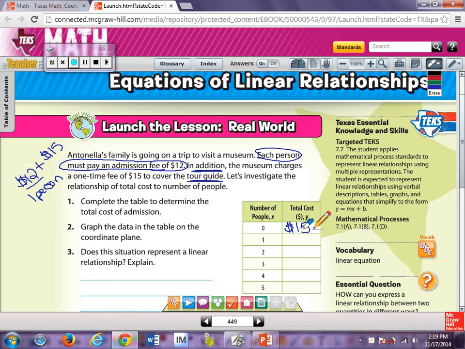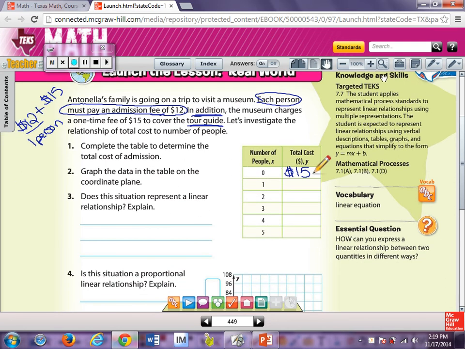Now let's take the more likely scenario where people actually come to this museum. So let's keep continuing with the chart. Now, if one person shows up, that's $12 times that one person, which is just $12, plus 15 gives us a total of $27. Repeat the process again. 2 people times $12 is 24, plus 15 is going to give us a total of, that's right, 39. Hopefully you beat me to it before I said it. And we'll continue on the rest of the chart.